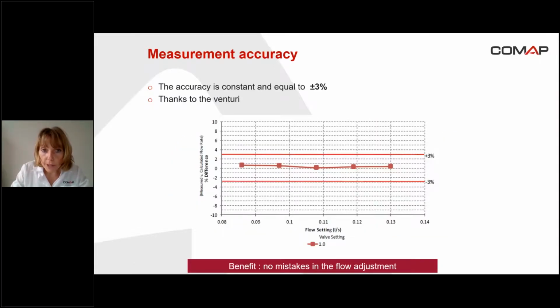The measurement accuracy: thanks to the Venturi, the accuracy is about 3% and is constant. So that means if the valve is nearly closed or fully open, we have the same accuracy, and it's very low. For most of the valves in the market, the accuracy is higher than 5%. So it's important. It's an important feature of the valve. It's thanks to the Venturi.